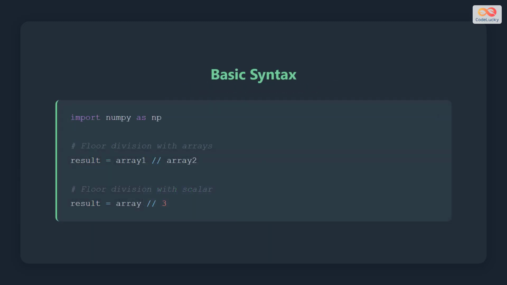The syntax for floor division in NumPy is straightforward. First, import NumPy as np. To perform floor division with arrays, use the double forward slash operator between two arrays. You can also divide an array by a scalar value using the same operator. The result will be stored in a new array with all elements divided accordingly.